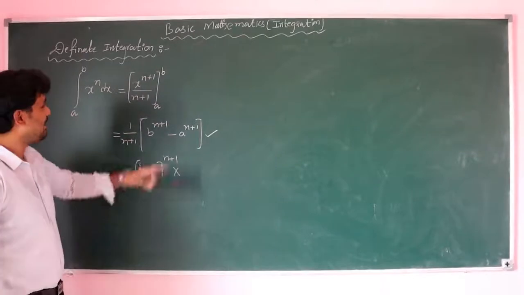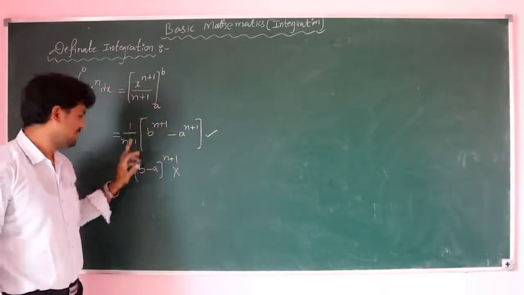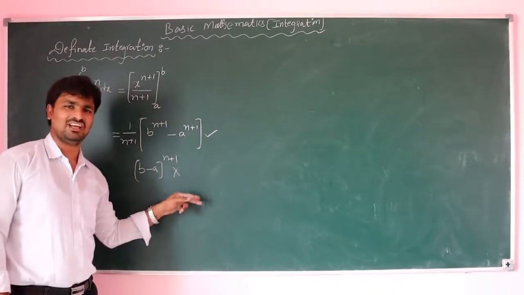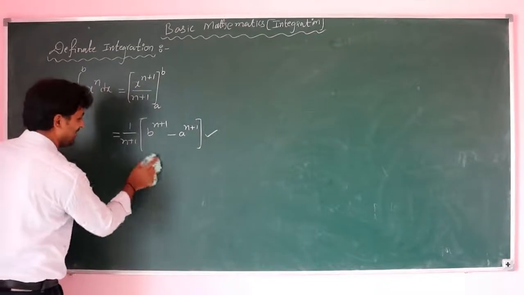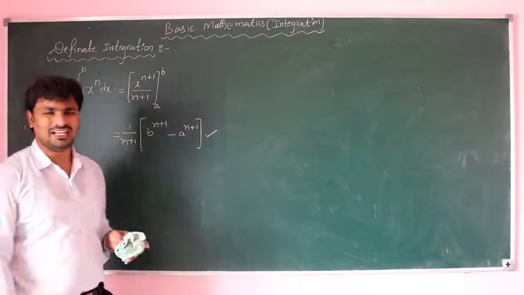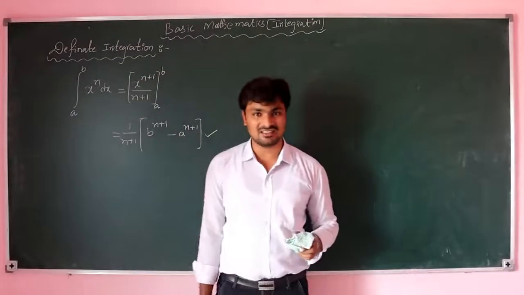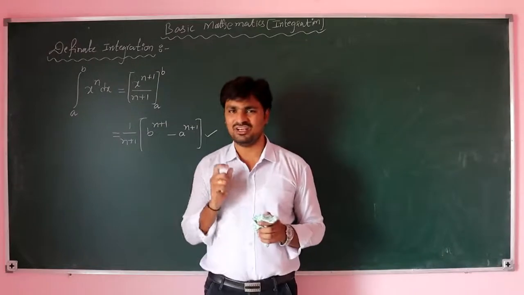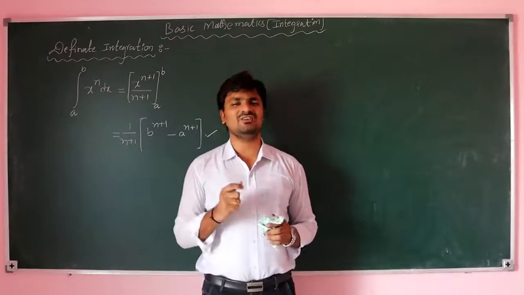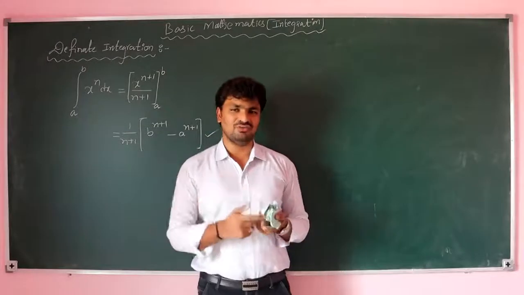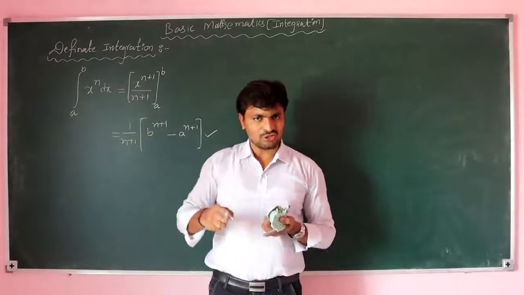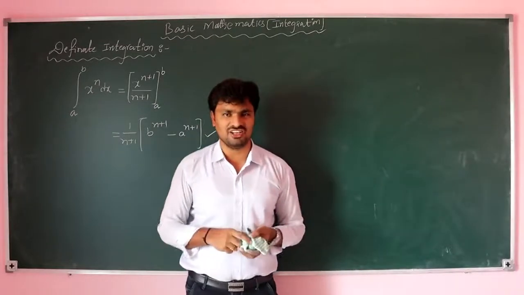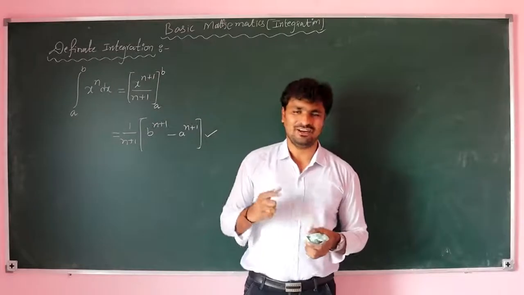What you have to do is upper limit minus lower limit, not b minus a whole to the power of n plus 1. Both are not equal; there is a huge difference between them. It is simply limit application. Definite means there is a particular limit. In physics, for a particular time, from 0 to 5 seconds, or 0 to 2 seconds, 0 to 3 seconds, like that, there is a particular limit we can mention, and that is why it is definite integration.